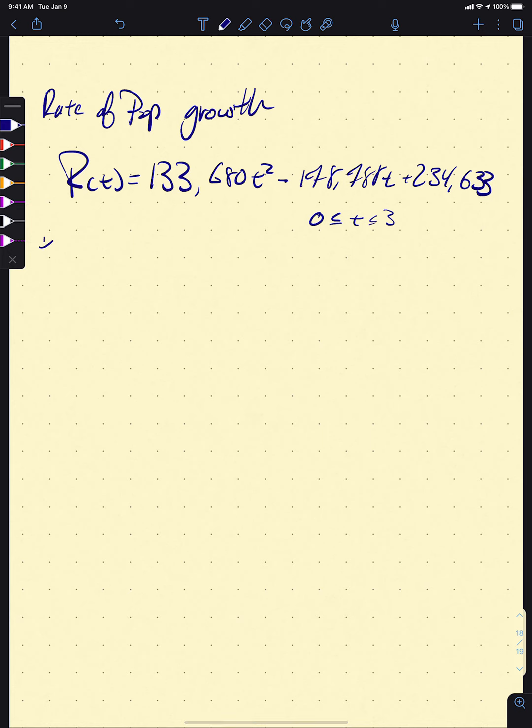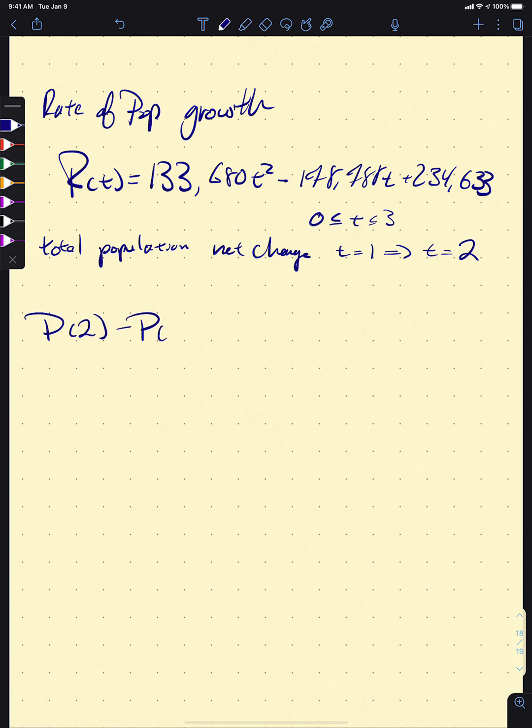Well, we can ask the total population size change, I guess we'll say net change, from, say, the second decade, or from t equals 1 to t equals 2. If each of these are decades, you'd have the 0th decade, the first decade, and the second decade. And so we're looking for p of 2 minus p of 1, the total change of our population.